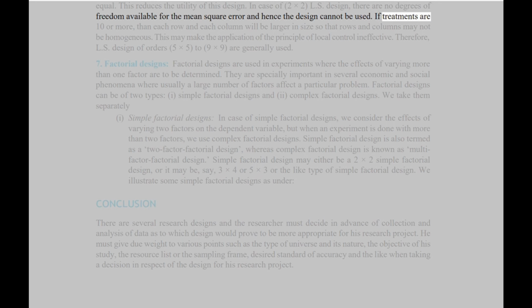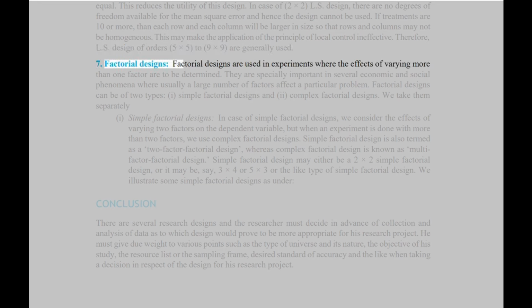If treatments are 10 or more, then each row and each column will be larger in size so that rows and columns may not be homogeneous. This may make the application of the principle of local control ineffective. Therefore, LS designs of orders 5 times 5 to 9 times 9 are generally used.